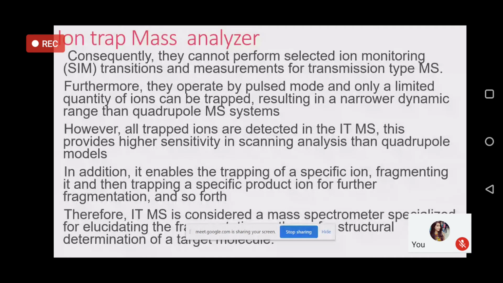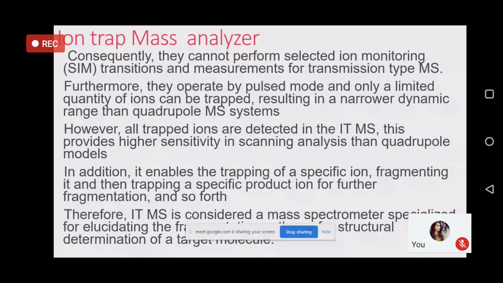Because in quadrupole, under the given conditions of operation, only one m by z comes out. So if you are interested only in one particular m by z, then you choose a quadrupole and set the conditions. You will always get that m by z reaching the electrode, registering the current and giving the peak. So if you want to study only one m by z value, then the quadrupole mass analyzer is obviously preferred.